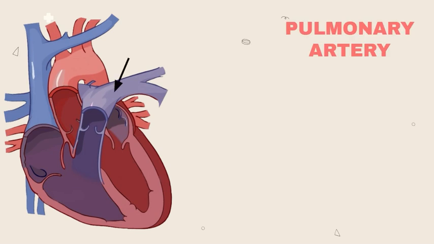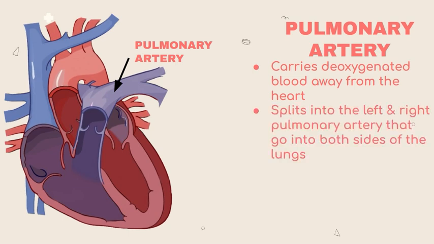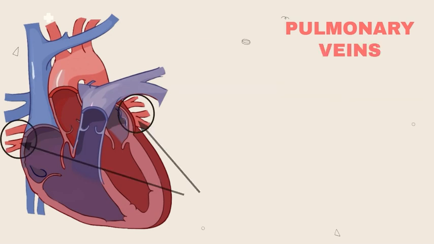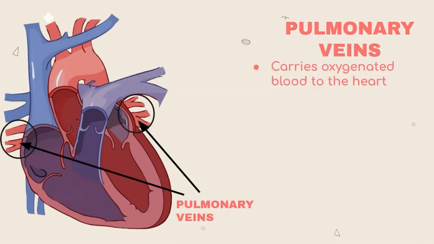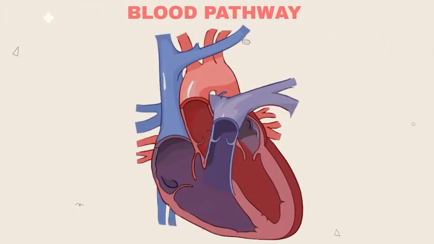The pulmonary artery carries deoxygenated blood away from the heart out of the right ventricle. This artery will split into two, so the left and right pulmonary arteries will go into both sides of the lungs. The pulmonary veins carry oxygenated blood to the heart from the lungs. These veins are a set of two on each side that make up 4 veins in total that connect to the left atrium.